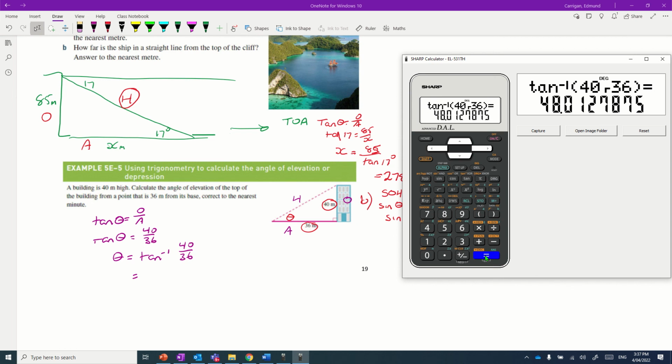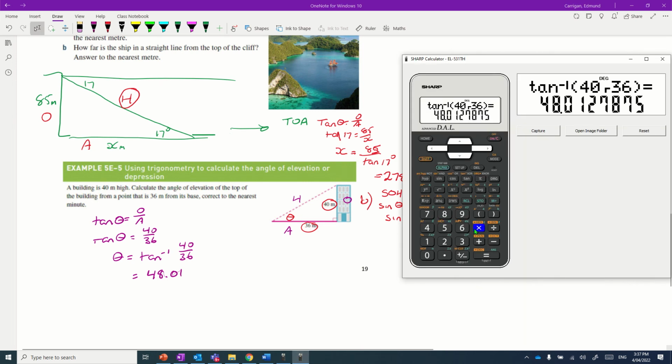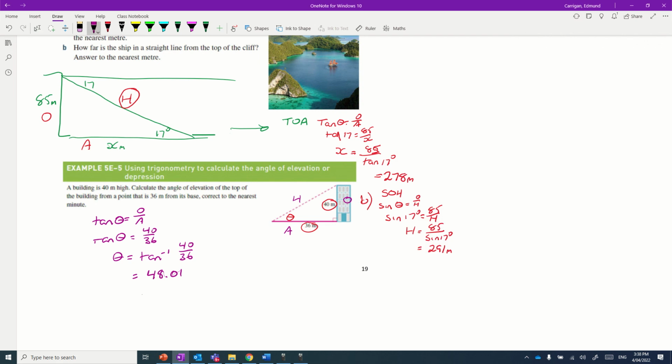So what does it say? It's the nearest minute. So if I write that down in the first place, 48.01 I think it was. But we're going to come back here. What I'm going to do is, I need to get it in degrees, minutes, seconds. On this calculator, remember it's the orange one up there, second function, degrees, minutes, seconds. It's given to me 48 degrees, 0 minutes, 46 seconds. So I've got equals 48, 0, 46.